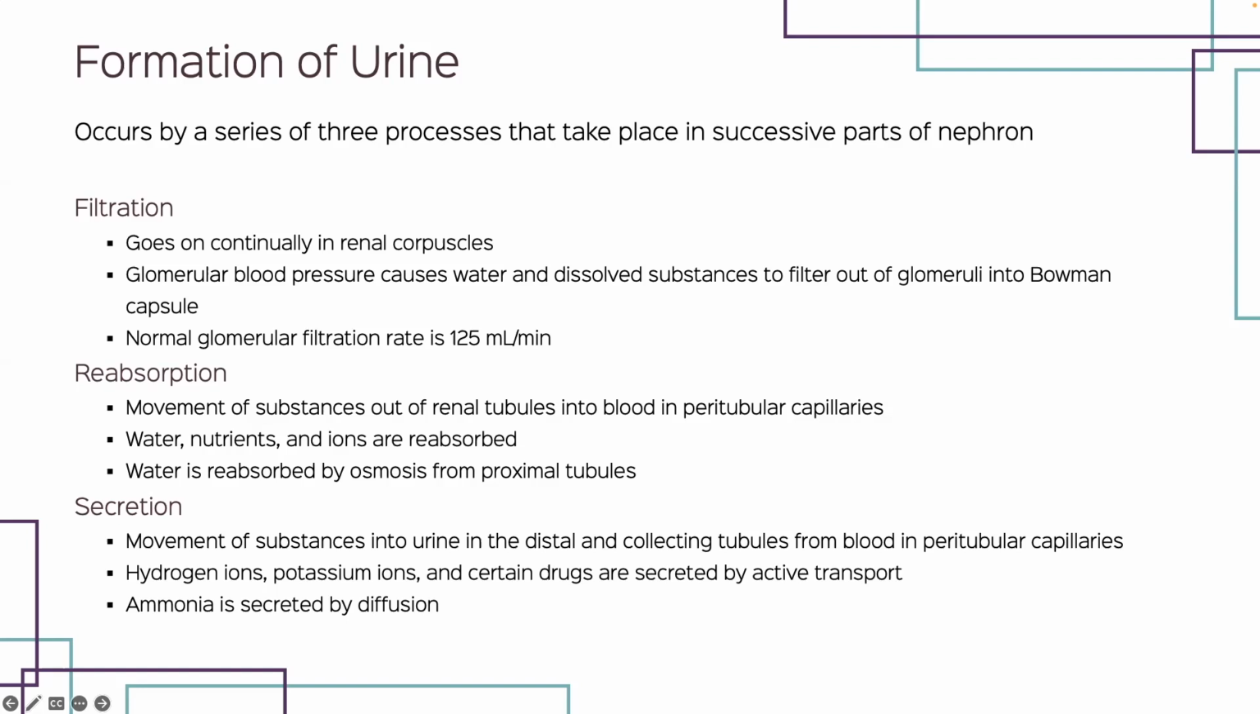And then secretion is the process by which substances move into urine in the distal and collecting ducts from the blood in the capillaries around these tubules. In this respect, secretion is reabsorption in reverse. Whereas reabsorption moves substances out of the urine into the blood, secretion moves substances out of the blood into the urine.